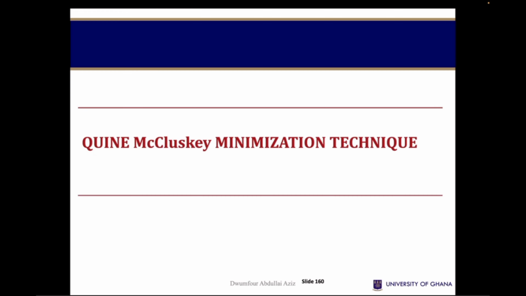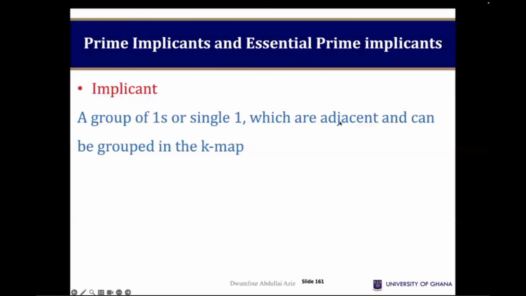So if you have more than 4 variables, because in 2D you can always represent 2 variables on one side and 2 variables on the other side. That's if you have up to 4 variables. But when you have more than 4, then it becomes very complicated. And that is where the QM technique, otherwise known as the tabular method, comes in.